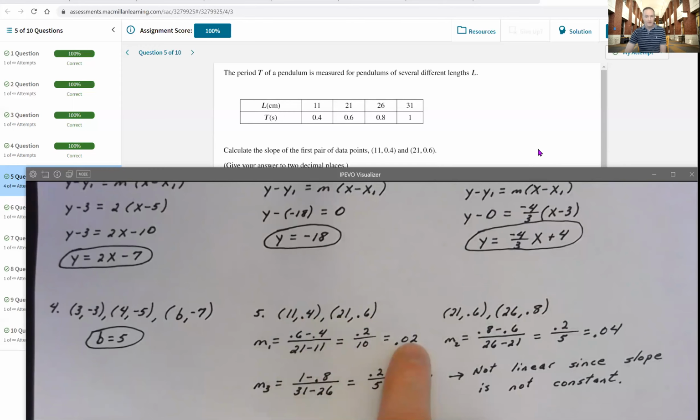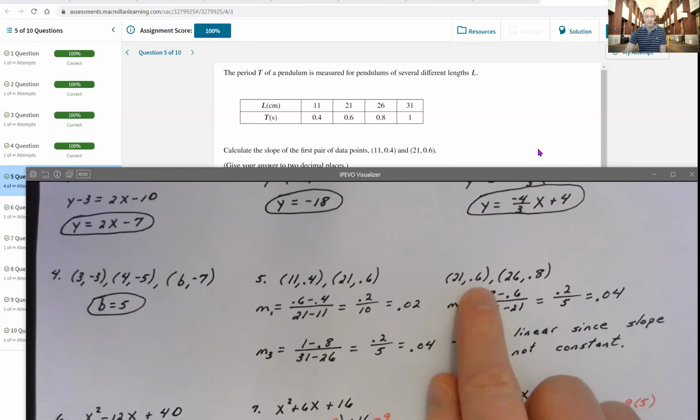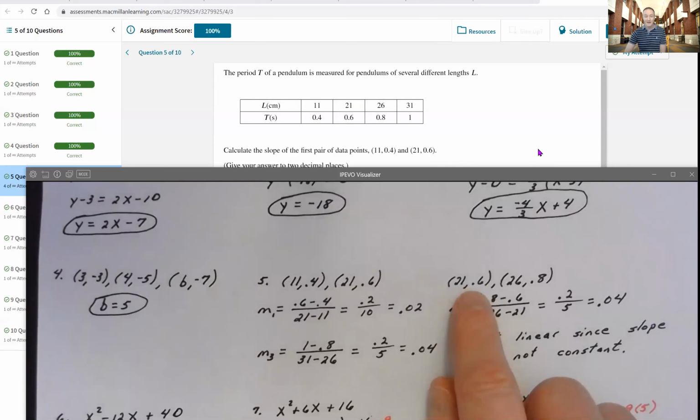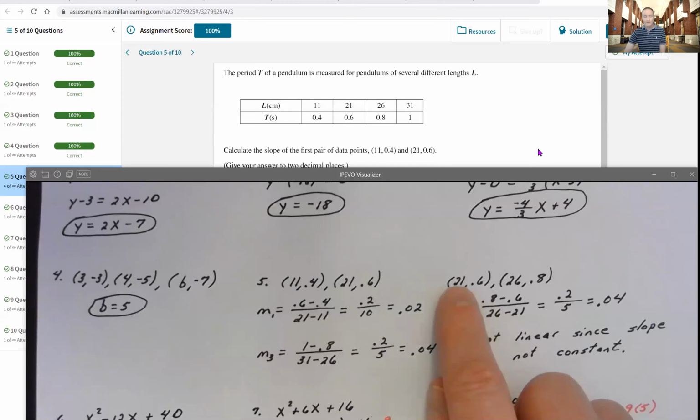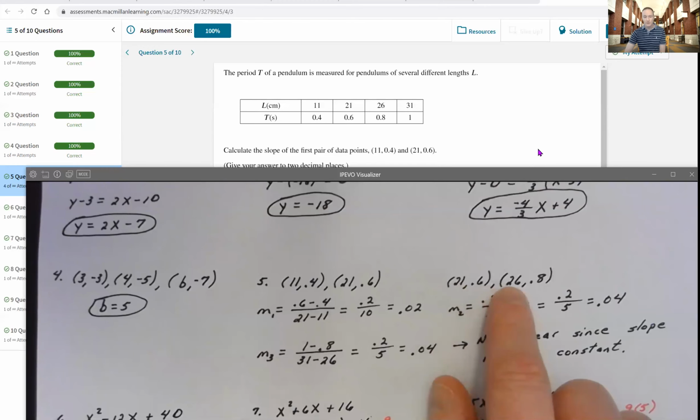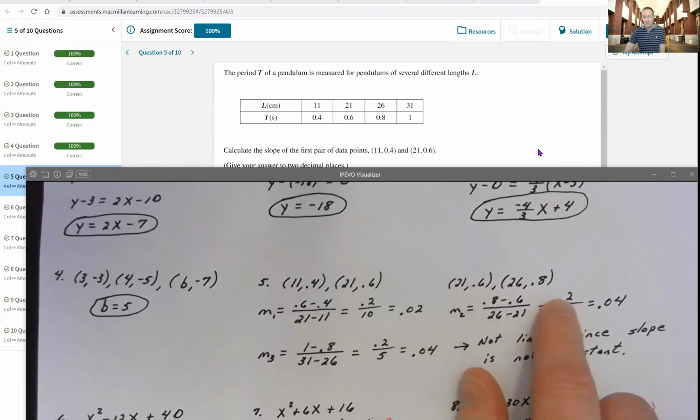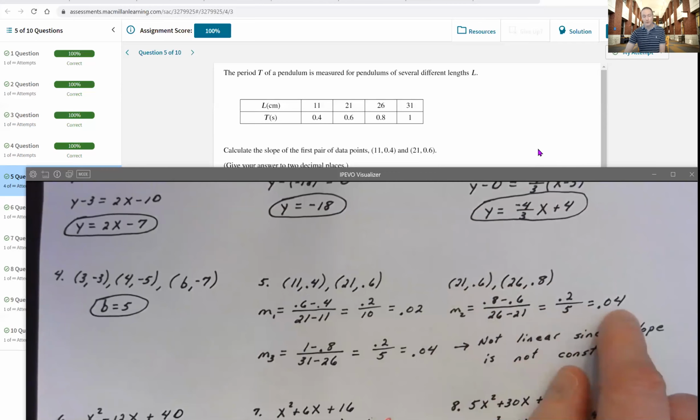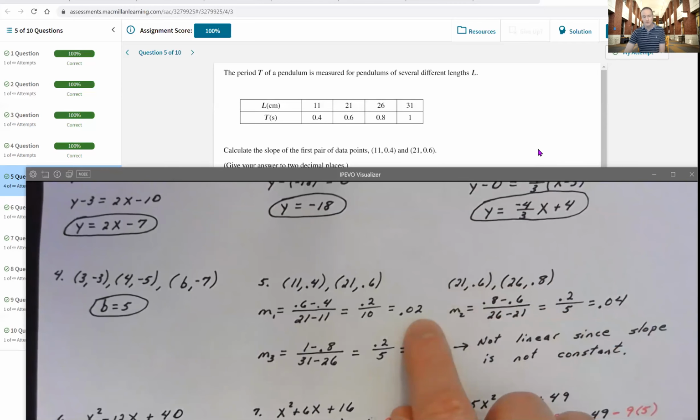Now for the second slope, and I'll refrain from showing that on the page just a second, just so you can keep an eye on my work here. It was just asking me to find the slope between the second and third column. So that's the ordered pair 21.6 and 26.8. Again, the change in y over the change in x. The change in y, again, is going up 0.2 of a unit, but the change in x goes up 5 units. So our slope in this region is 0.04 as opposed to 0.02.